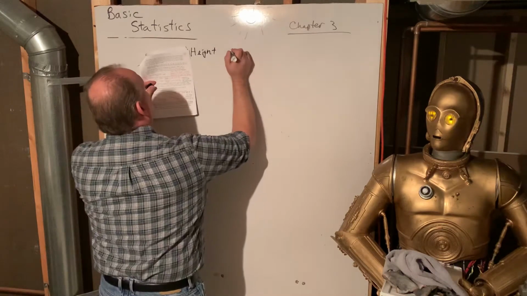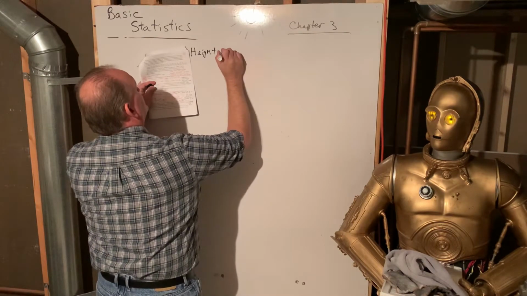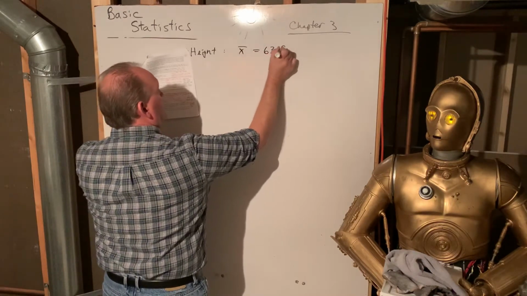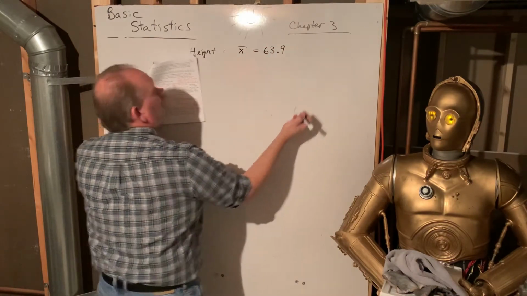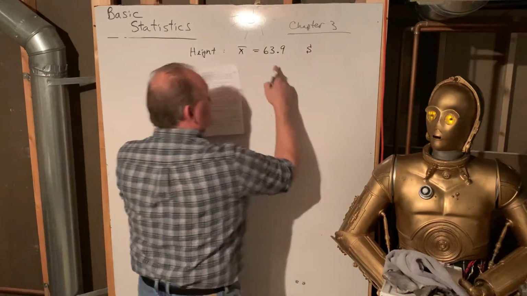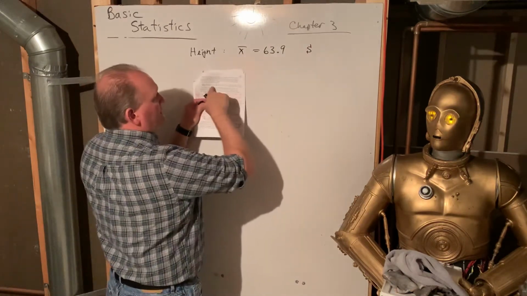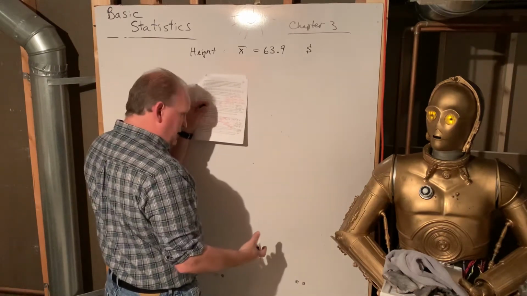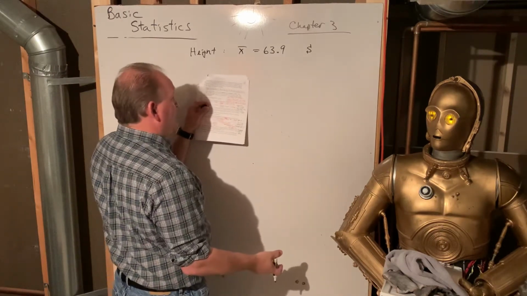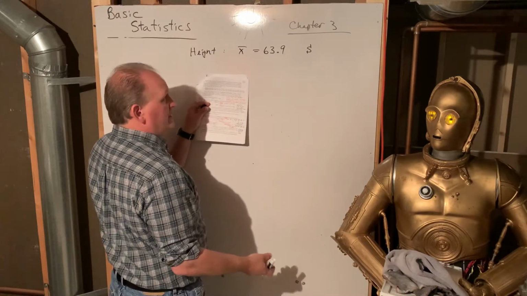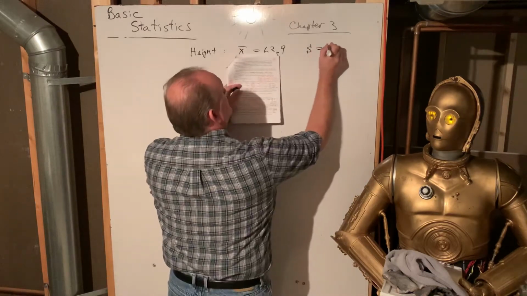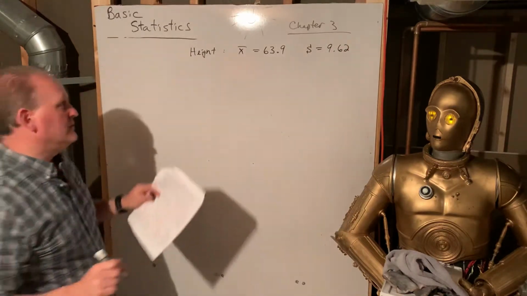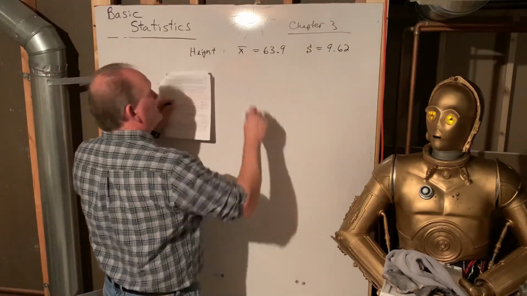And so let's take a look at that. For height, the mean, if you add up all those values and divide by how many there are, it's 63.9. The standard deviation, what you do is you take 63.9 subtracted from each one of those values, square the results, add them all together, divide by n minus 1, and then take the square root of it. That would give you the standard deviation, 9.62. I'll show you how to do that on the computer on Excel. All right, so that's for height.